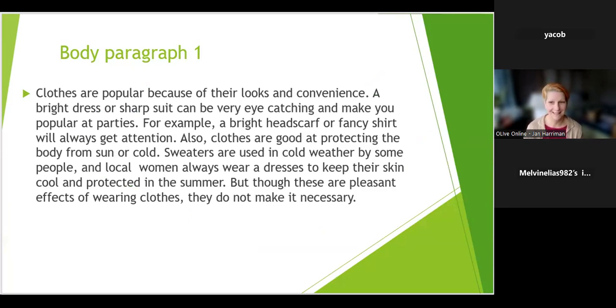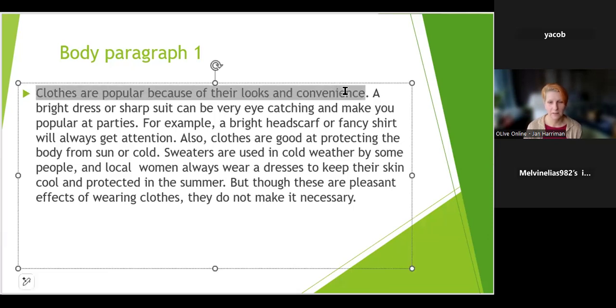All right. So, what is the main idea of this paragraph? Remember from our reading exam, what do you read to understand what a paragraph is about? What's the easiest part? Read the first sentence. What does the first sentence say? Clothes are popular because of their looks and convenience. So that's usefulness and prettiness from our introduction. So clothes are popular. That's what this paragraph is going to be about.